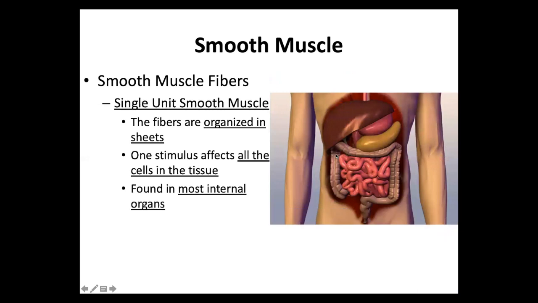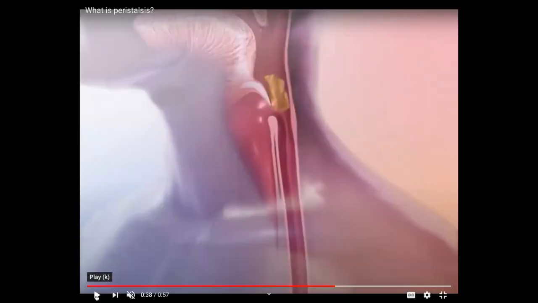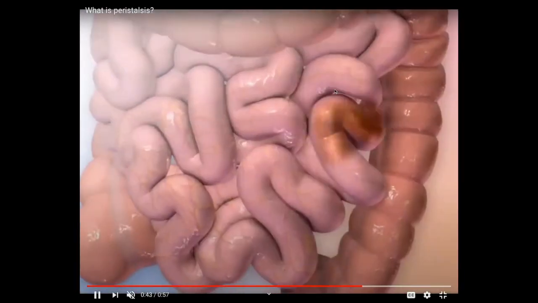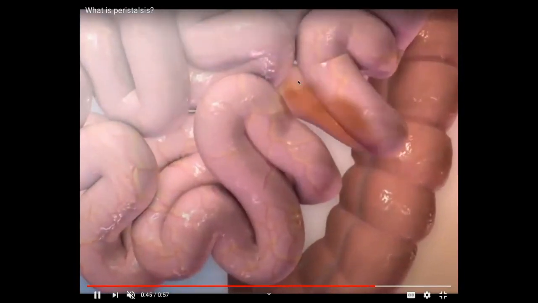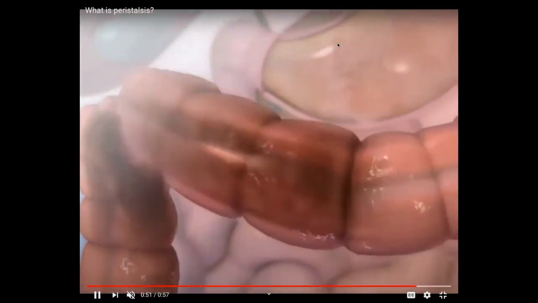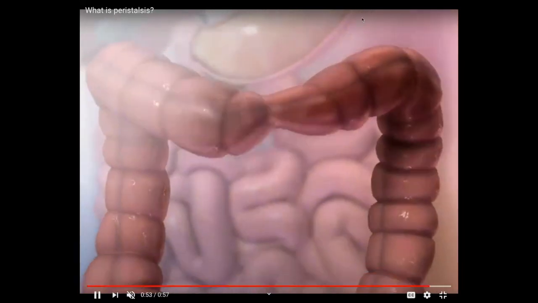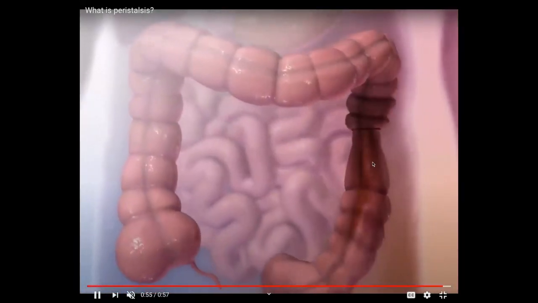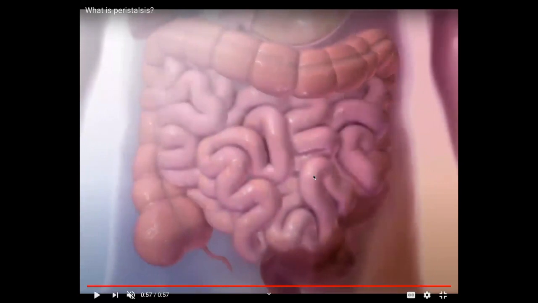And this is going to be found in most of your internal organs, mostly your digestive system, where one impulse is going to cause a whole series of squeezing. And that series of squeezing is what's going to make your food move through your digestive system until eventually it's no longer food, and that squeezing is what makes you go to the bathroom, which we're going to pause right there and not finish that video.